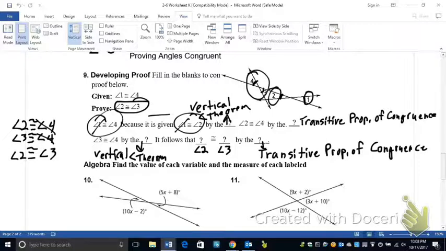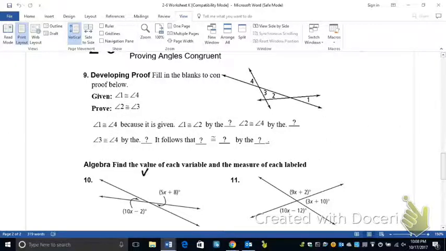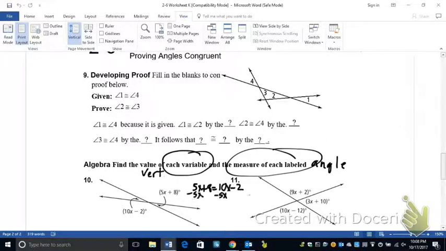Okay, moving on, we're at number 10 now. So 10, these are vertical angles. The first thing we have to do is set them equal to each other, and we're going to solve for x. And we get x equals 2. Now, we're then going to have to use that 2 to figure out the measure of each labeled angle.